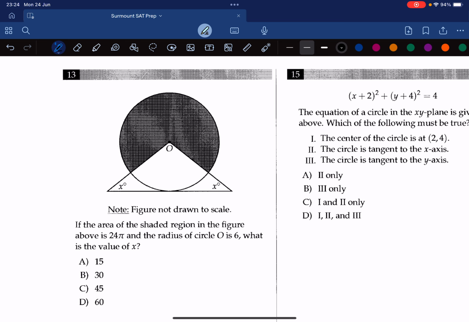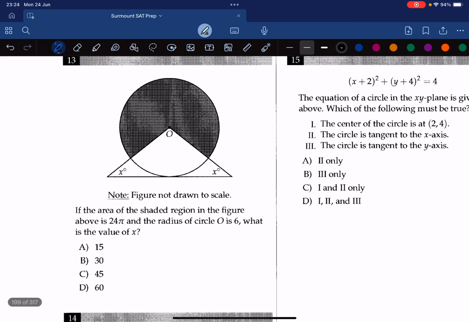If the area of the shaded region in the figure above is 24 pi and the radius of circle O is 6, what is the value of x? To solve this problem, let's let y be the angle on top of the triangle. And then we can construct this: pi r squared minus y over 360 pi r squared. And that is equal to 24 pi, right? Because that's the area.